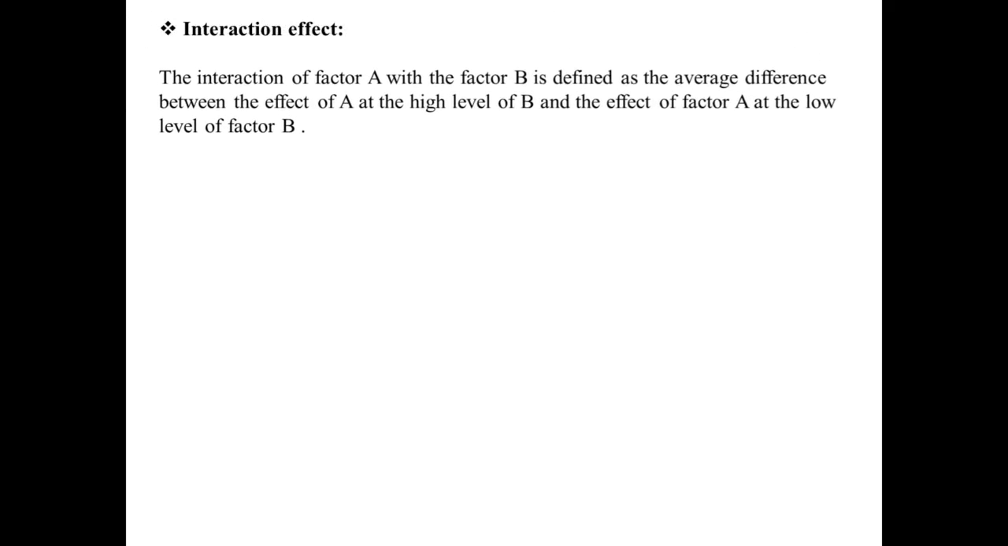Now we want to find the interaction effect in 2 square factorial design. So first we will discuss what the interaction effect is. The interaction effect of factor A with factor B is defined as the average difference between the effect of A at the high level of B and the effect of A at the low level of B. So the interaction effect is the average difference between the effect of factor A at the high level of B and the effect of factor A at the low level of factor B.